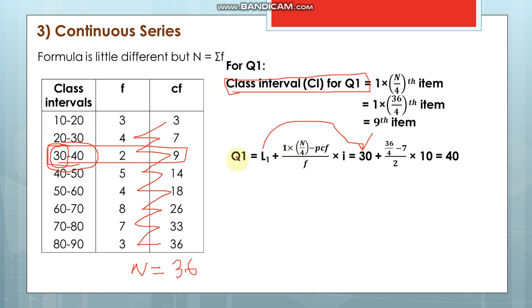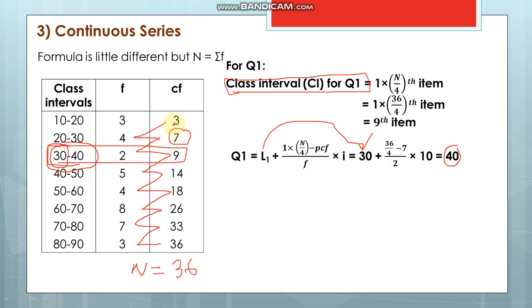Plus 1 into, as it is first quartile, 1 into N by 4. So N is 36, 36 by 4, minus PCF, that is previous cumulative frequency. I belong to this particular class interval, and my previous cumulative frequency is 7. So it is 7 divided by the frequency of the current class interval, that is 2, into i. This i is the width of the class, right? So the width of the class 30 to 40 is 10. So the answer is 40.